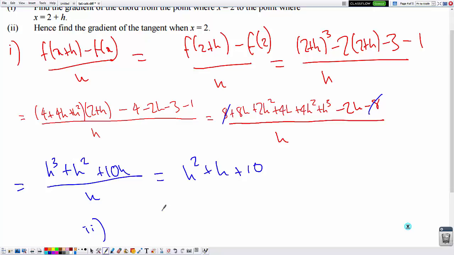Hence find the gradient of the tangent when x equals 2. Now when a question says hence, it means use the previous part, okay? So we're not going to do this from scratch again. Hence find the gradient of the tangent when x equals 2. Well, we know how to do this. What did I tell you?